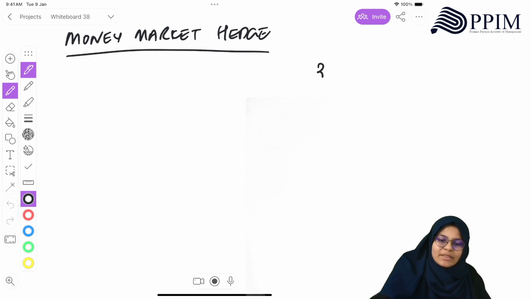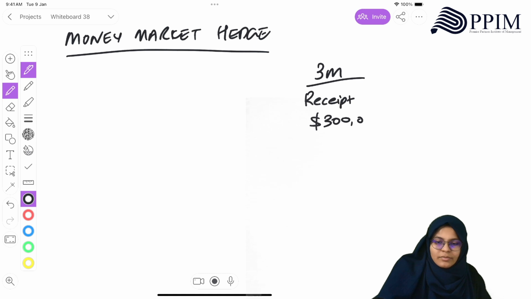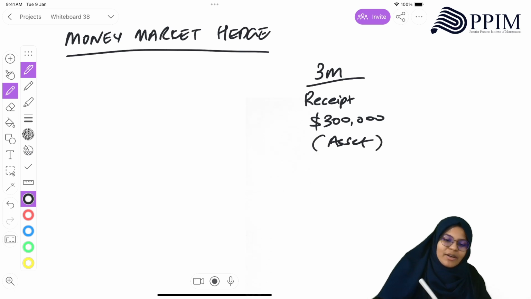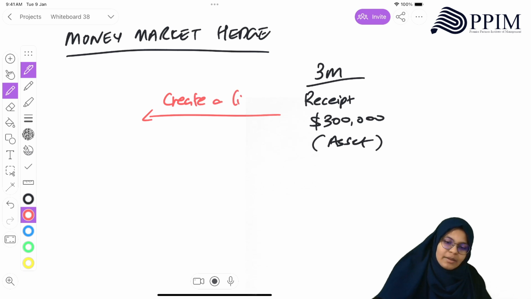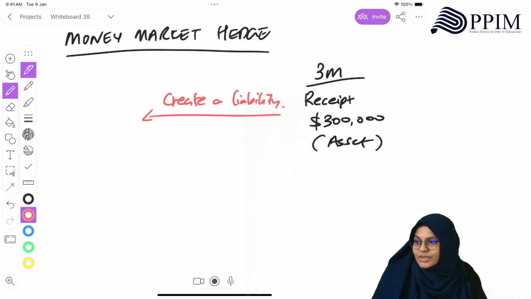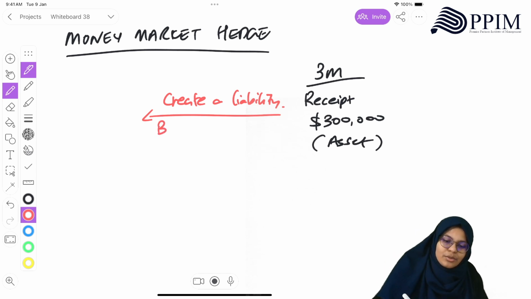So in 3 months time, what's going to happen? I am going to receive 300,000, meaning this is an asset. That means today what do I have to do? I have to do the opposite. I have to create a liability. So I can either borrow, I can deposit. Depositing means I am creating an asset. If you want a liability, you need to borrow.